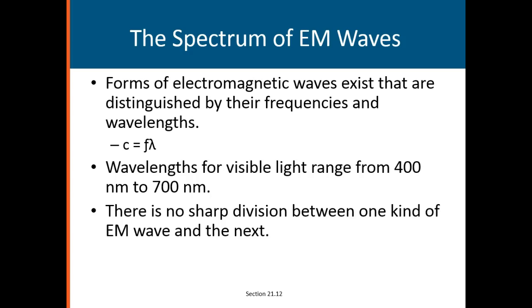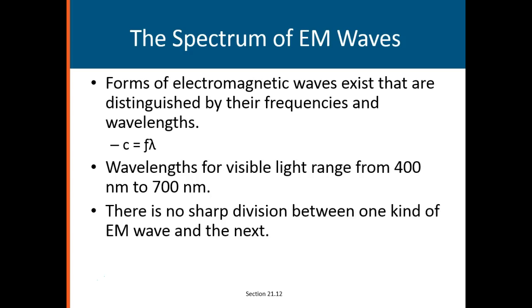21.12, spectrum of electromagnetic waves. My word, this is a long chapter. We're almost at the end, though. Forms of electromagnetic waves exist that are distinguished by their frequencies and wavelengths. Now, all electromagnetic waves, whatever the frequency is, when you multiply it by their wavelength, you're going to get the speed of light, because all electromagnetic waves travel at the speed of light. So you know that formula is going to be true. That's a given. That's a norm. So if you don't know one, you can calculate the other.